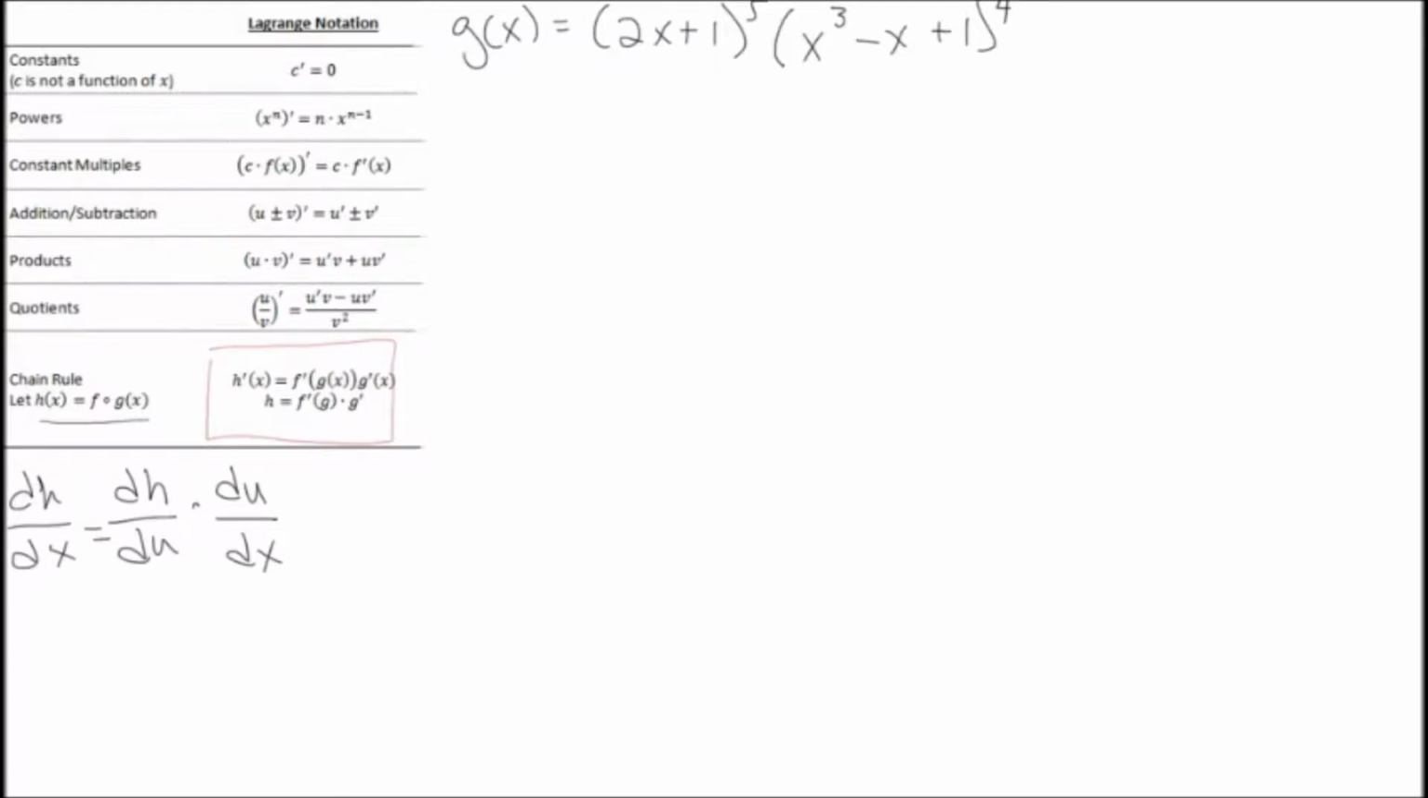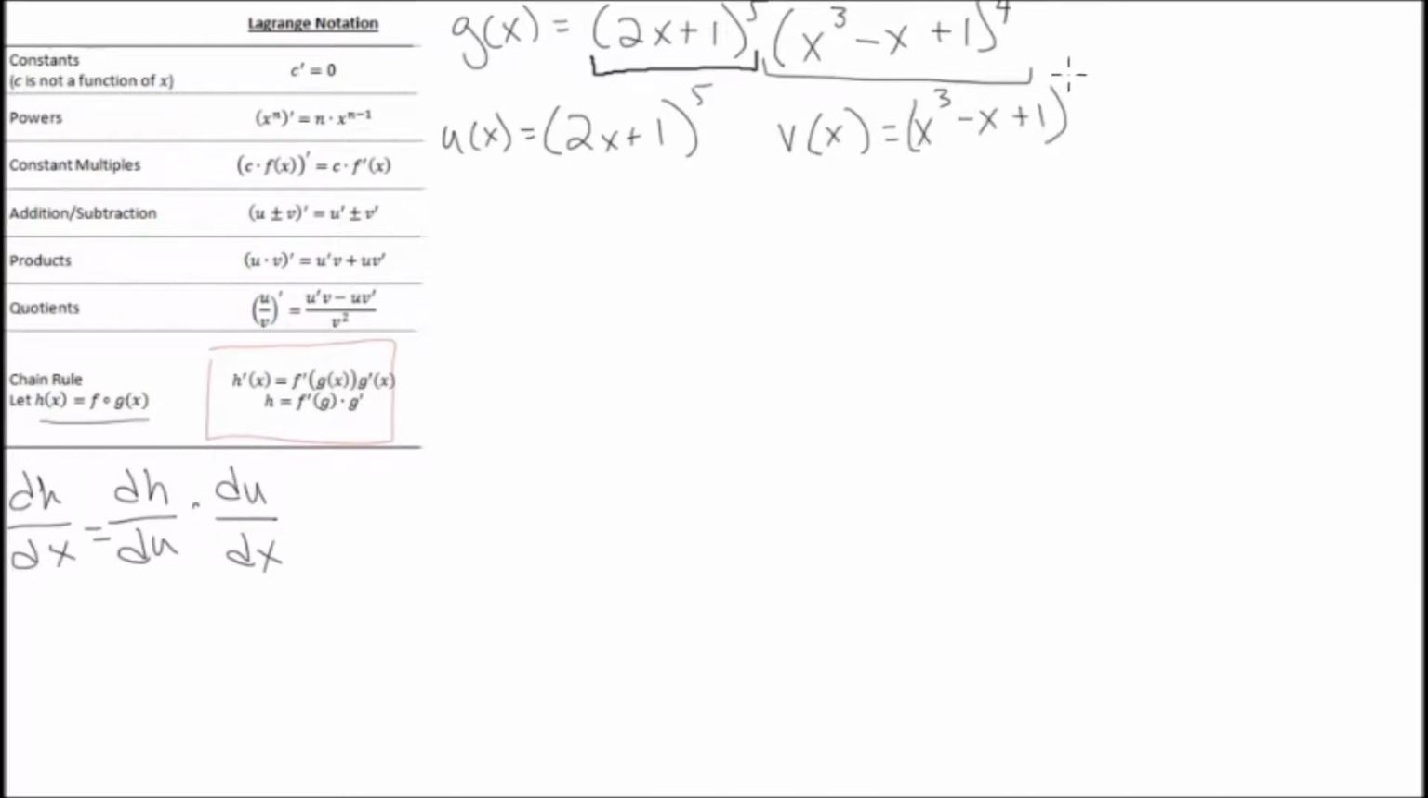In this case, for this particular problem, you might notice that if you were thinking about a composite function, you're actually breaking it into two different composite functions that are then multiplied together. So you could think here that u of x is equal to 2x plus 1 raised to the 5th power, and that v of x is equal to x cubed minus x plus 1, all raised to the 4th power.